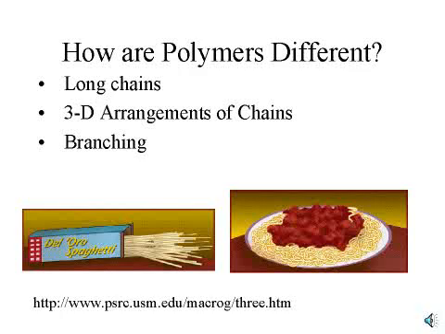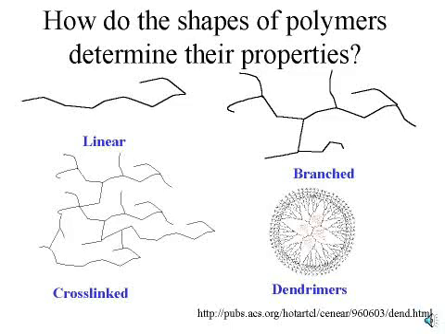Some chains are long and straight and packed together like dried spaghetti in a box. Others are coiled and randomly arranged like cooked spaghetti on a plate. And some polymers have branch chains like a tree rather than straight chains. The important message here is that the shapes of polymers determine their properties.